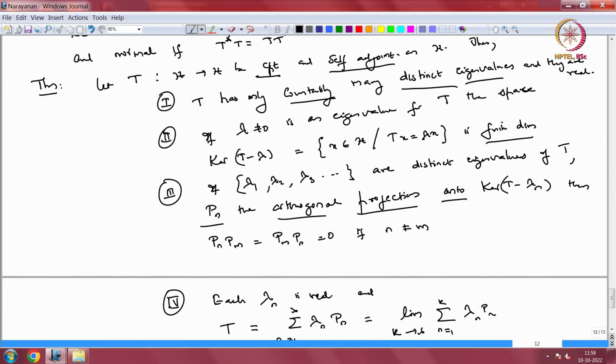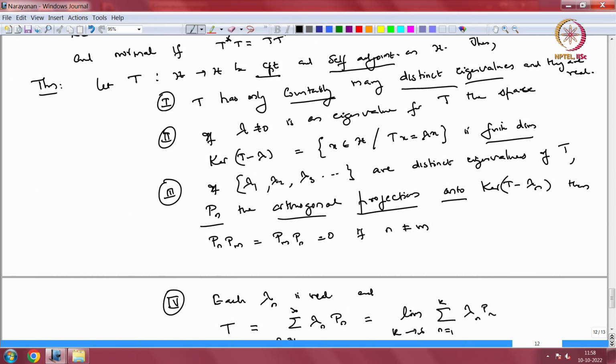Third, if you take the distinct eigenvalues, then the corresponding eigenspaces are orthogonal to each other, and we have the operator T to be a limit of finite rank operators, where these finite rank operators are precisely the projections to the eigenspaces multiplied with appropriate eigenvalues. That is how it will look.